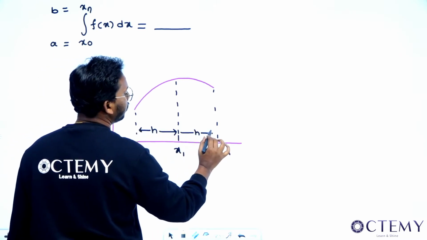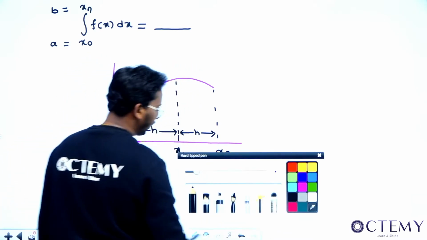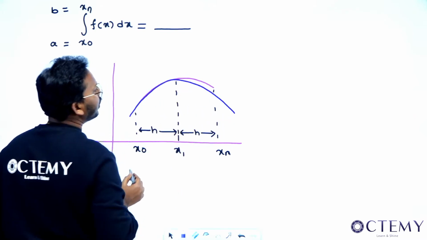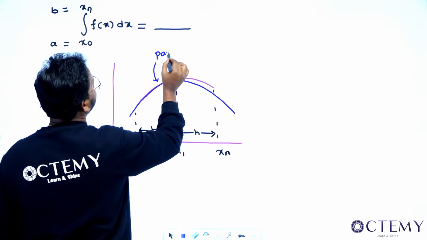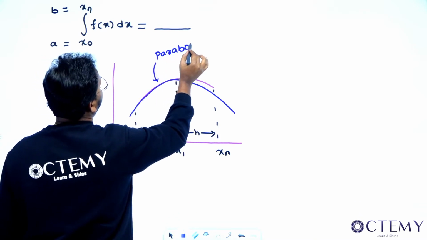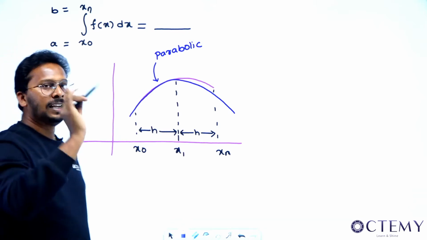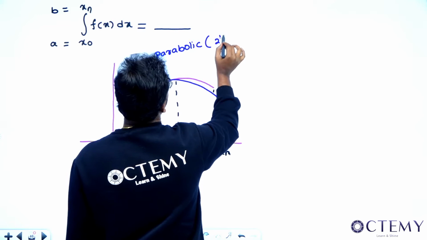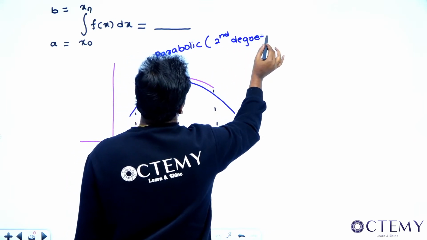Then what we will do, sir, we will assume an approximate solution which is like this. We will assume a parabola, sir. In trapezoidal, what did we do, sir? We assumed a single line, and here we will be assuming a parabola or a second degree polynomial.